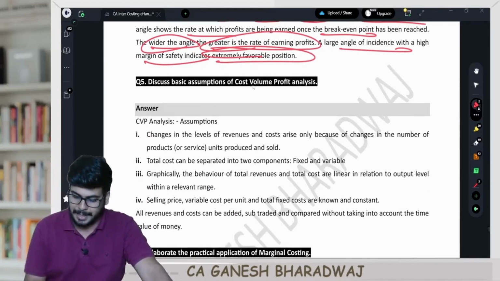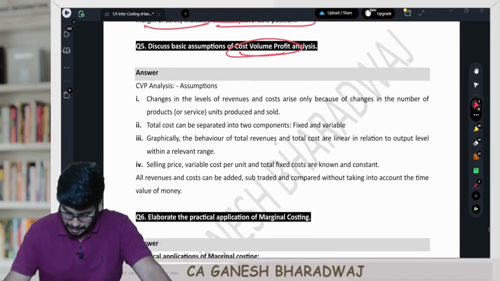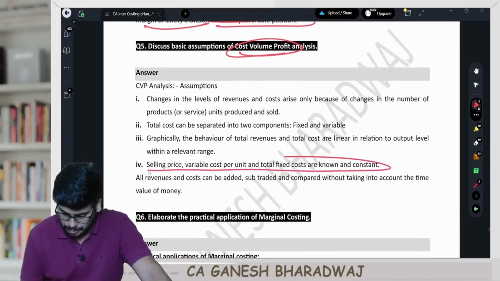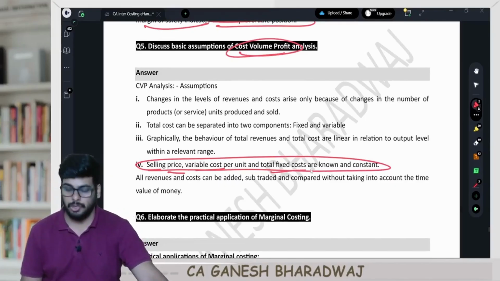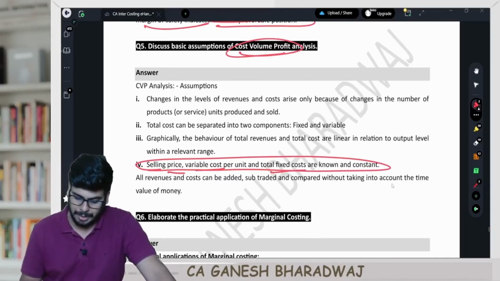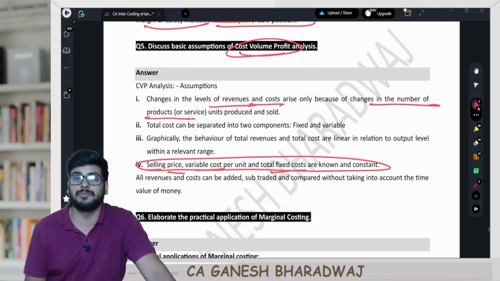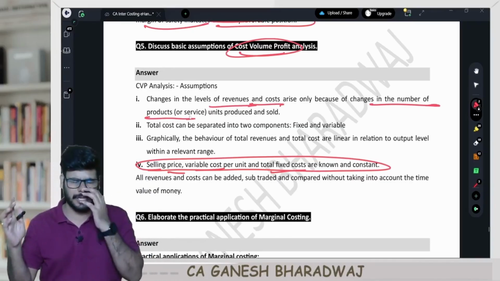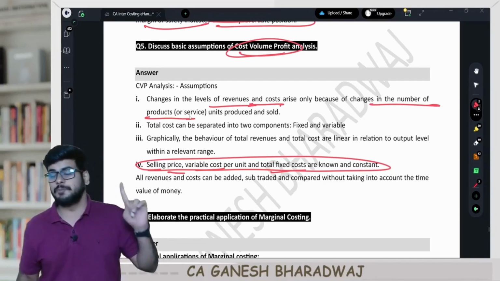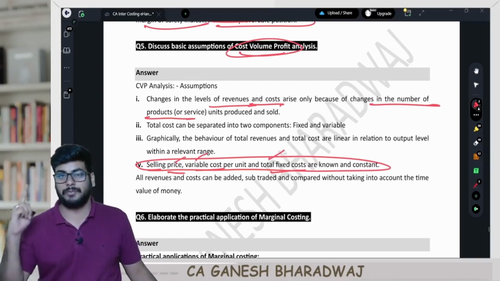And discuss the basic assumptions of cost volume profit analysis, marginal costing. The main thing that we saw here is that the selling price per unit, variable cost per unit and fixed cost in total are known and remain constant. Apart from that, changes in the level of revenues and cost arise only because of changes in volume. If there is a change in total cost or revenue, it's purely because of the change in volume, not because of the components of cost, because the components of cost are assumed to be constant.